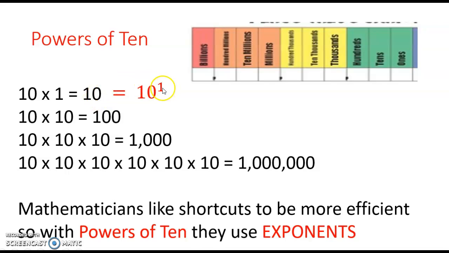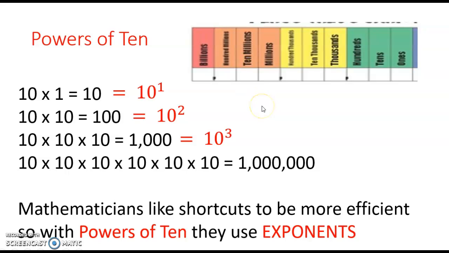So the exponent, which is the smaller number up in the right-hand corner, is a 1. If we look down at 10 times 10 equals 100, we could also write 10 times 10, or the number 100, as 10 to the second power. So our exponent would be a 2. I bet you can guess what 10 times 10 times 10, or 1,000, would be written in exponents. If you said 10 to the third power, you are correct.